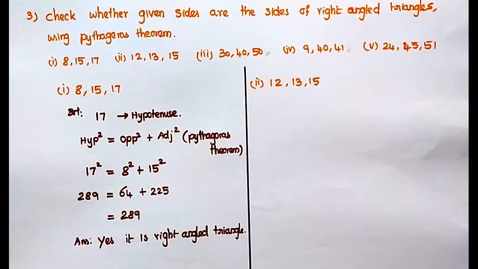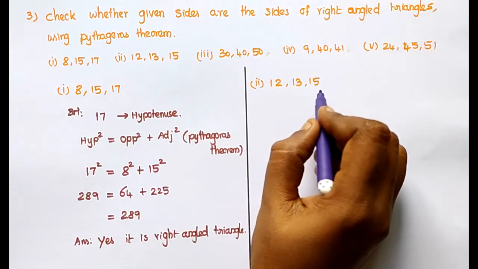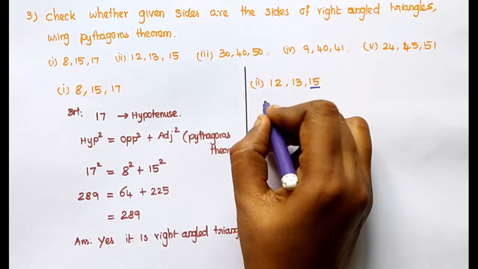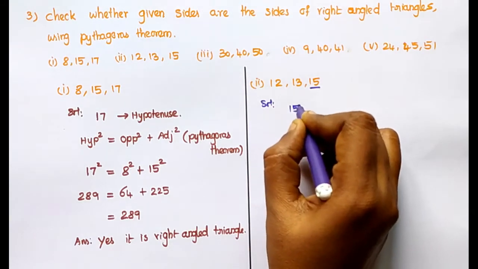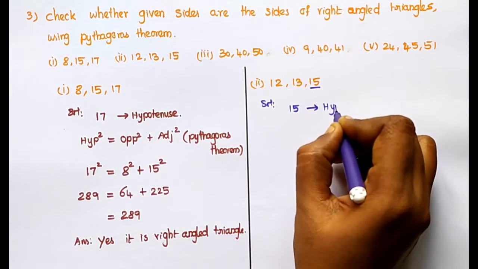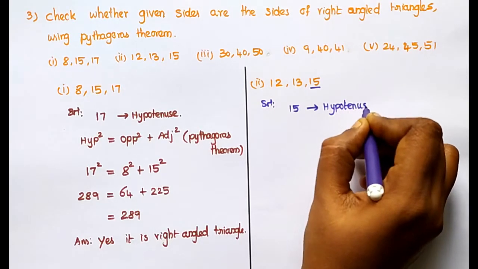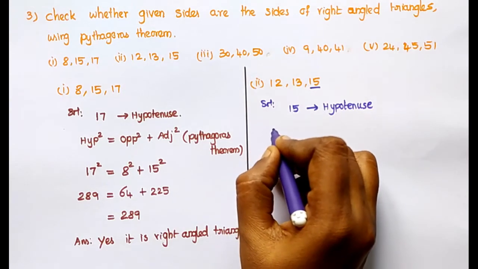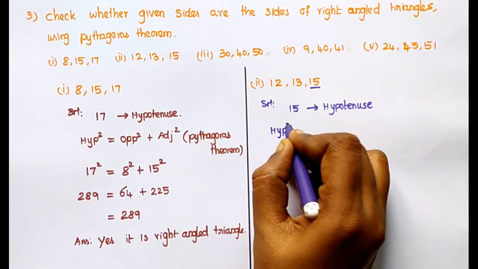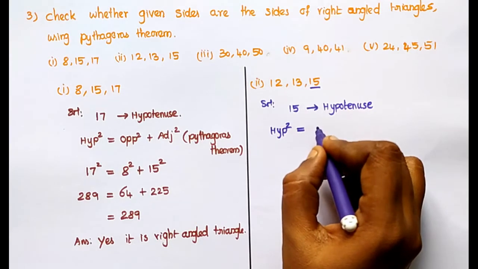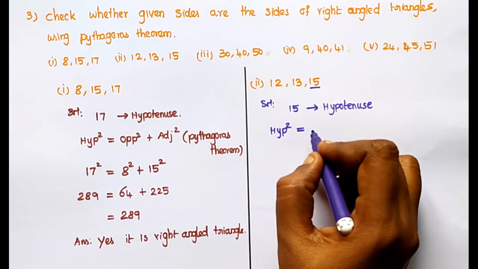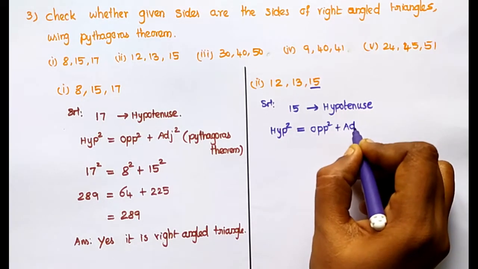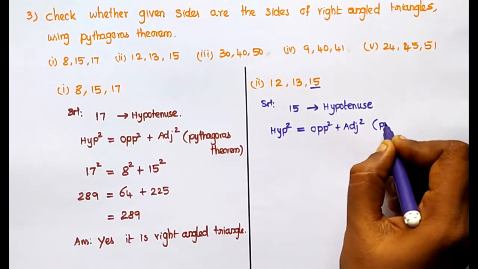Next one: 12, 13, 15. Here, which one is the hypotenuse? 15 is the hypotenuse. What is the Pythagoras theorem? Hypotenuse squared is equal to the sum of the squares of the other two sides, so opposite squared plus adjacent squared. That is the Pythagoras theorem.